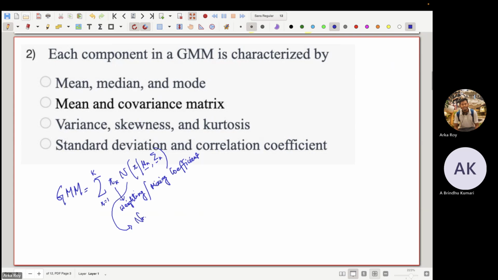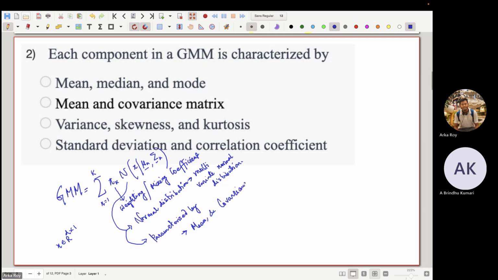Then you have the normal distribution. Considering that your x is d-dimensional data, your normal distribution is specifically a multivariate normal distribution, and which is also parameterized by mean and covariance matrix.